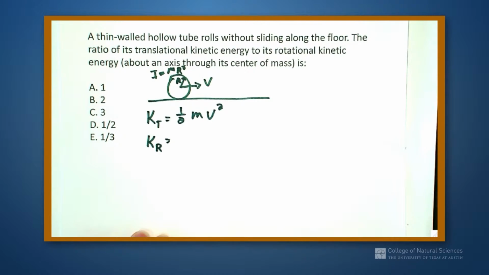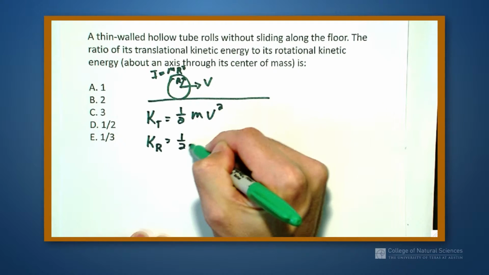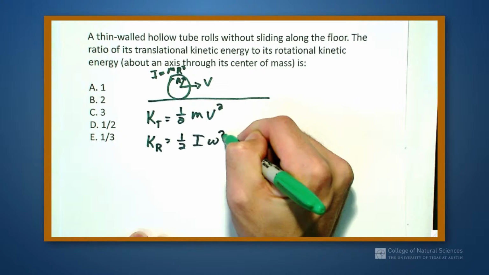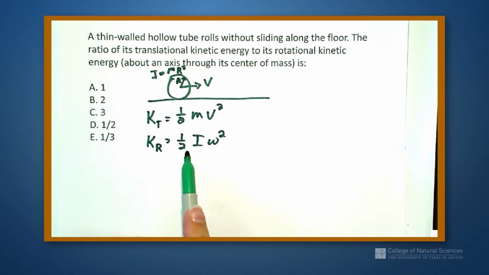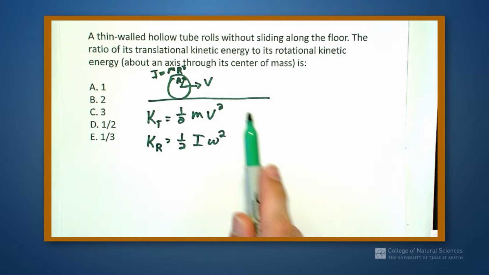And now I have to figure out, if it's moving along the floor, what is its rotational kinetic energy? Well, its rotational kinetic energy is 1/2 I omega squared. Well, this is great, except I have I's and omegas. I just don't know how I compares to m or how omega compares to v. So I'm going to actually make some substitutions in here.